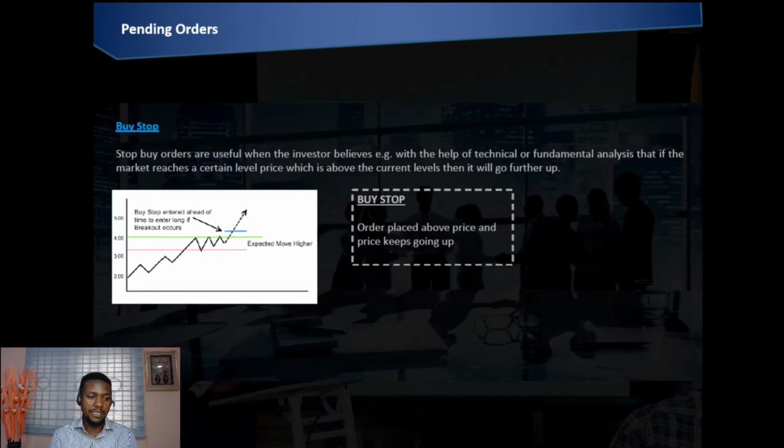We look at pending orders. We'll start with buy stop. Buy stop orders are useful when the investor believes, with the help of a technical or fundamental analysis, that when the price of the market reaches a certain level which is above the current level, it will go further up. So let me show you on a real chart what it looks like.